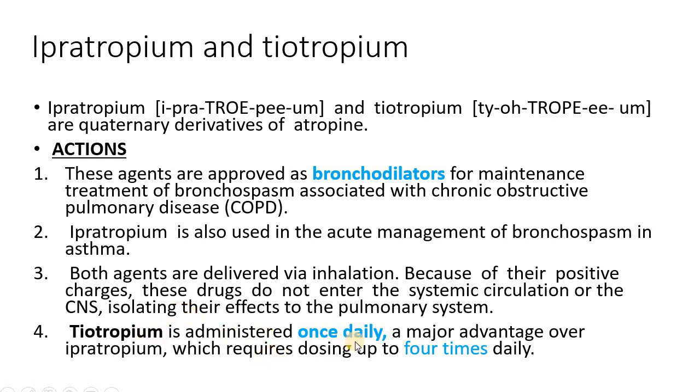Tiotropium is administered once daily, a major advantage over ipratropium, which requires dosing up to 4 times daily. So tiotropium is the newer form. You can give the once daily dose that helps to dilate your bronchioles throughout the day, instead of ipratropium, which requires 4 times dosing. So this is an important point from the clinical point of view.